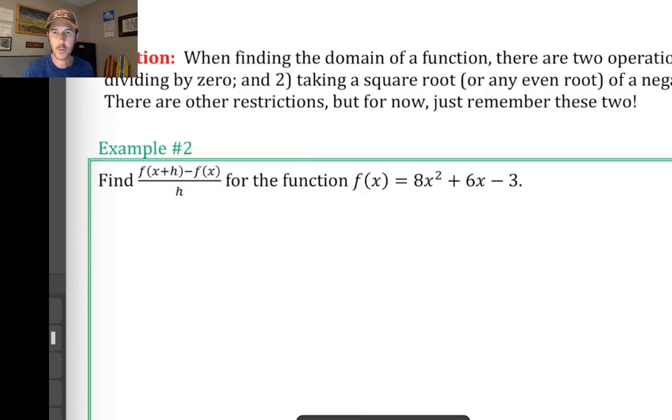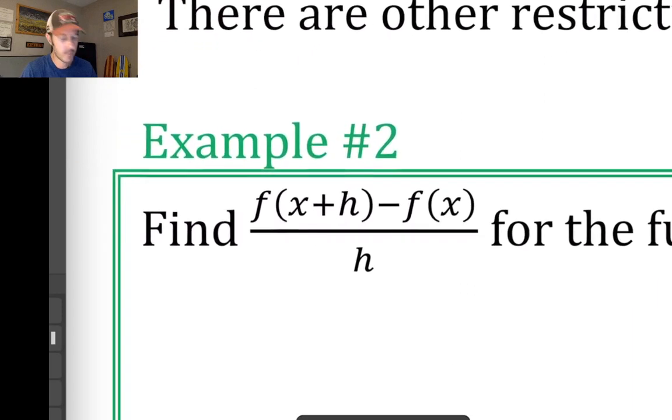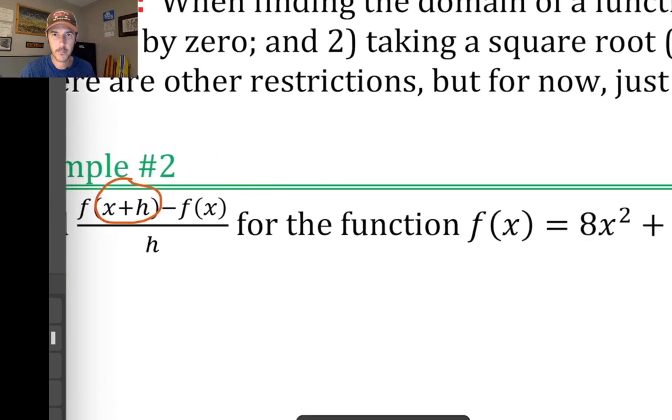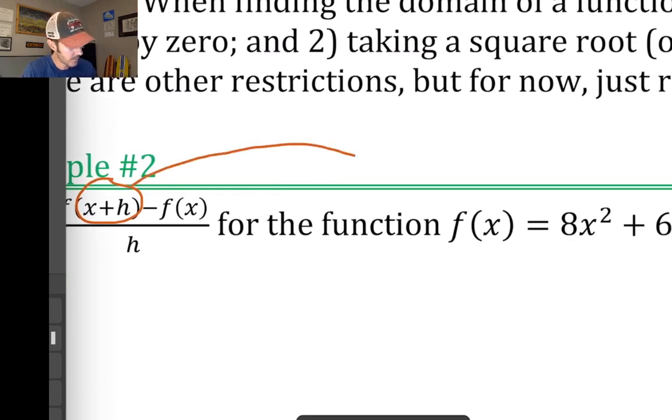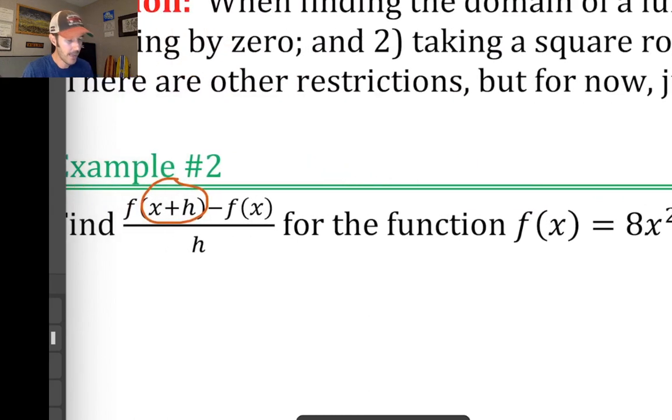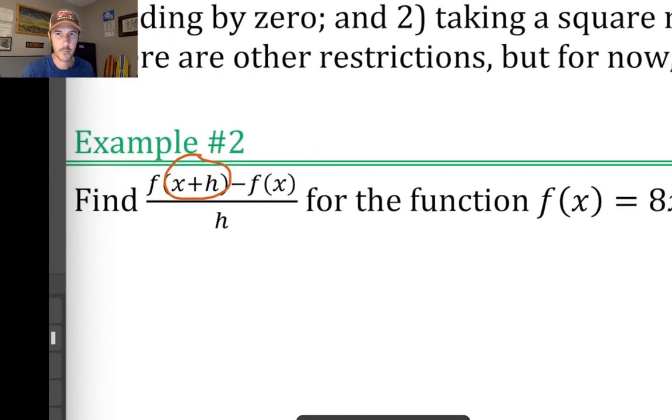In this case, however, we're not plugging in a value of 2. We're plugging in a value of x plus h, which means that since this x got replaced by an x plus h, we're also going to replace this x and this x with an x plus h. So let's do that and just write down what f of x plus h equals.